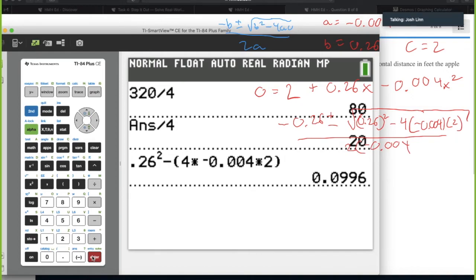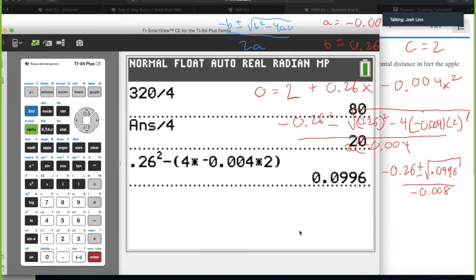So we've got, and I'll write this off to the side, negative 0.26 plus or minus the square root of 0.0996 all over negative 0.008. So I distributed that 2 in because I could do that in my head. Woo! So we got to plug both of these in. So negative 0.26 plus a square root. You can use the second button to get to that square root right there.